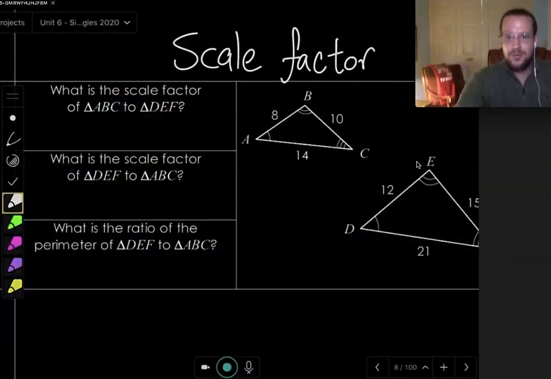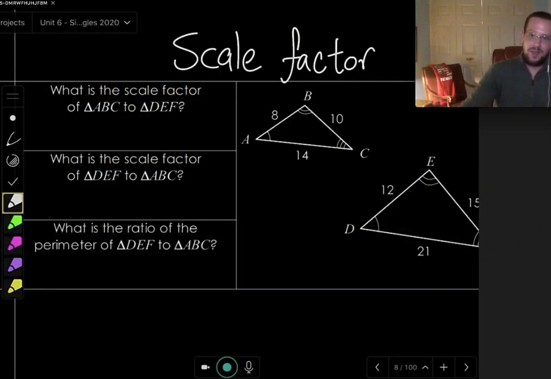Today, specifically, we're going to be looking at what is called a scale factor. Last time we looked at a ratio, and we thought of those ratios as fractions. So today, we're going to continue with more of the same. We're just going to start to apply that knowledge and start to get into some figures.